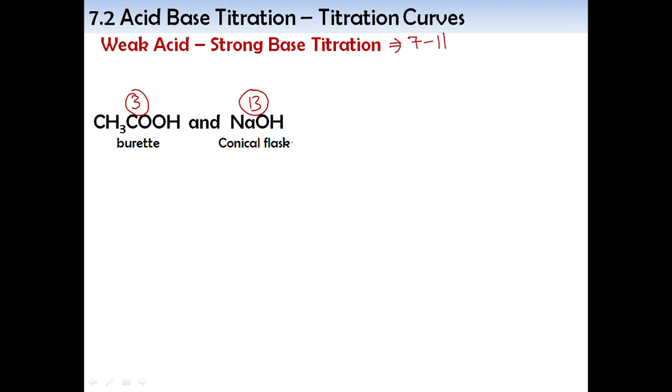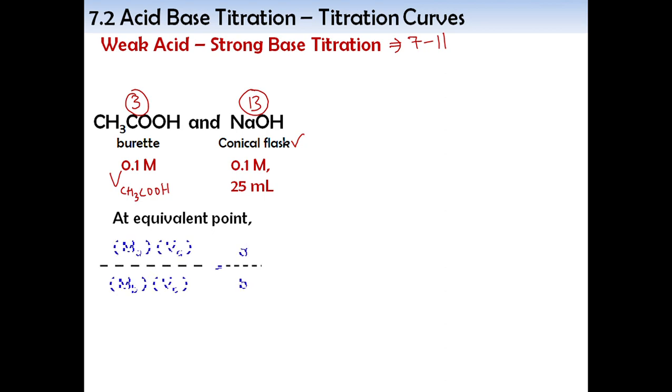Again, conical flask, soalan akan bagi volume dan concentration. For burette, concentration only. So, we want to find what is the volume for CH3COOH at equivalent point. This is the formula. So, you ada MBVB because NaOH is a base. Jadi, yang ni yang awak ada. Ini pun awak ada, you want to find VA.